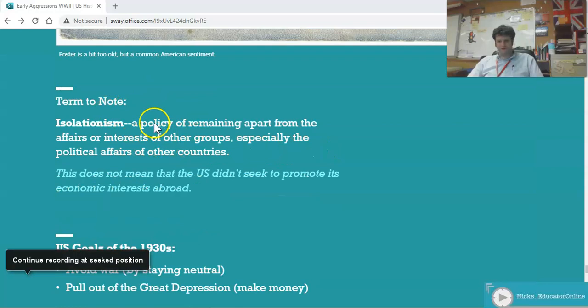So isolation is going to be the key term that comes up a lot in this unit, and then we're going to effectively drop it for the rest of U.S. History 3. So essentially it means a policy of remaining apart from affairs of other groups, especially political affairs of other countries. That doesn't mean we weren't interested in making money.